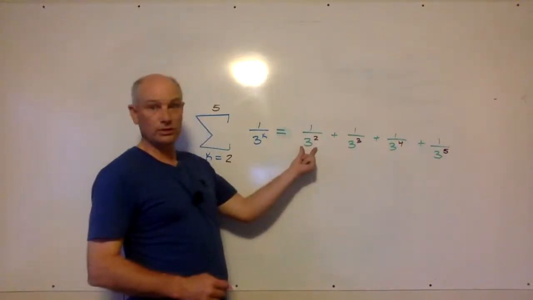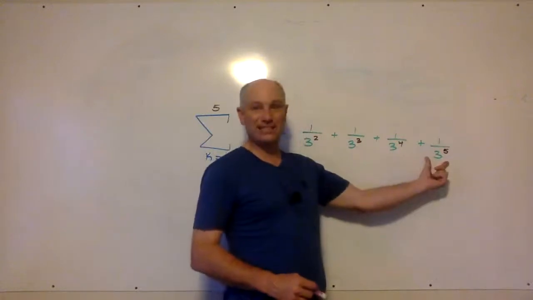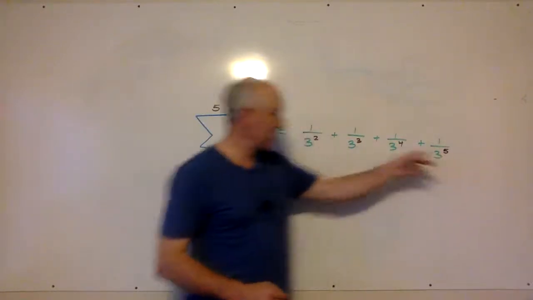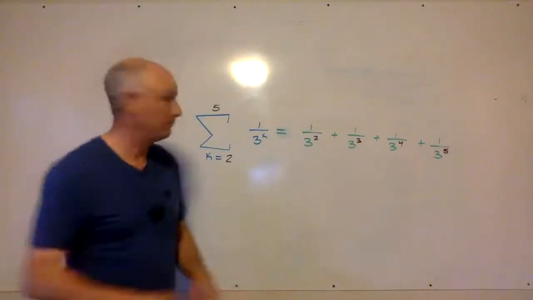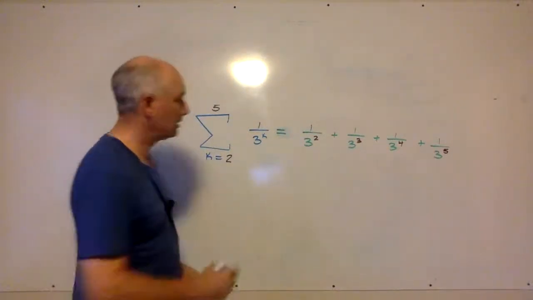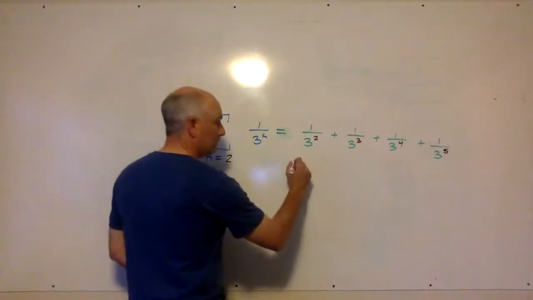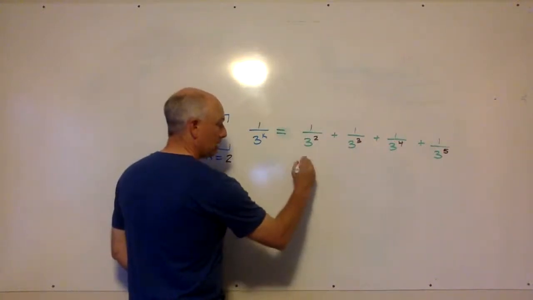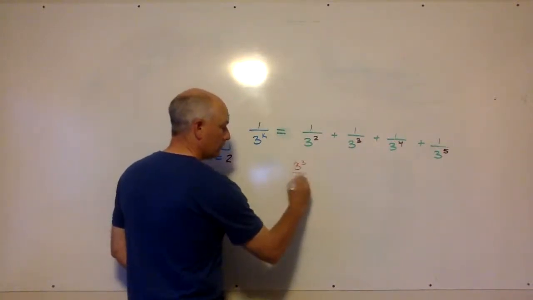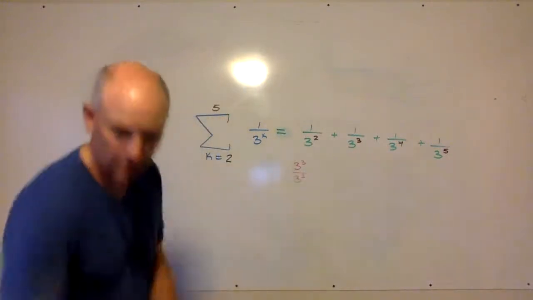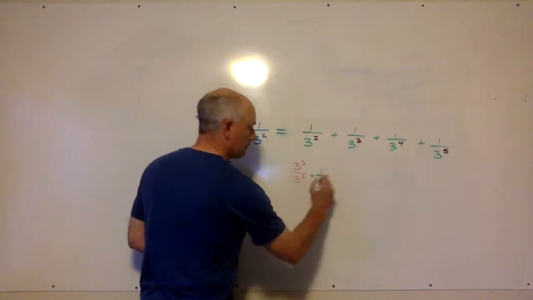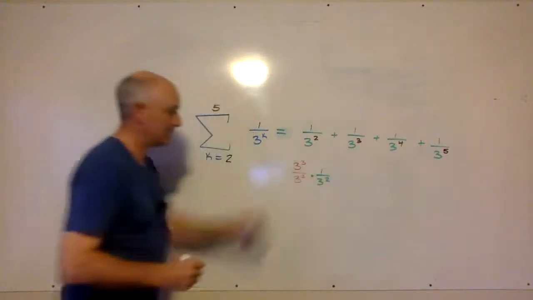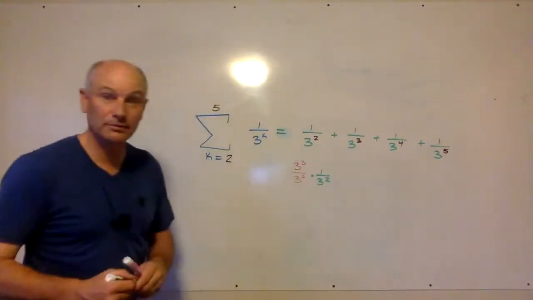You have 2 3s here. You have 5 3s in the end, which means the common denominator has to have 5 3s in every one of them. So don't overthink it. Hopefully it would make sense that if I multiply by 3 to the third over 3 to the third times 1 over 3 squared, that's going to get me my 3 to the fifth in the denominator.